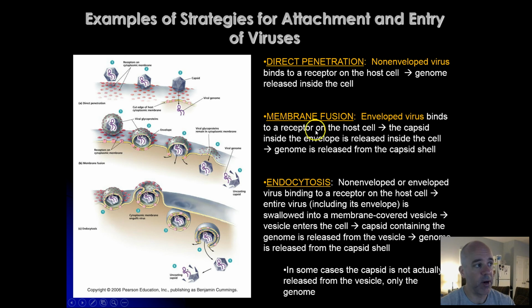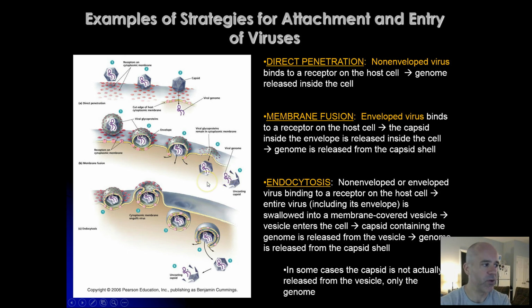Another method called membrane fusion, if you have an enveloped virus, remember that envelope actually consists of a phospholipid bilayer. And so once that virus attaches to a receptor on the host cell, the phospholipid bilayer of the virus's envelope can actually melt into the host cell's plasma membrane. They can fuse together because all those phospholipids, they love each other. So they just kind of naturally fuse together, and the capsid shell on the inside can be released into the host cell, and then eventually what you need to have happen is that capsid needs to break apart. It needs to open up and let the genome out.